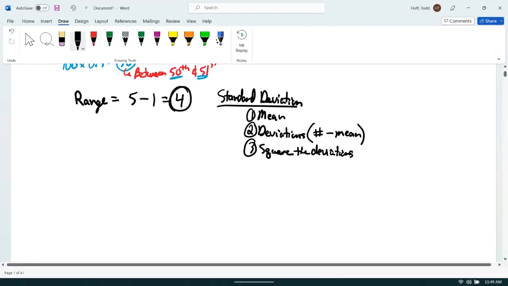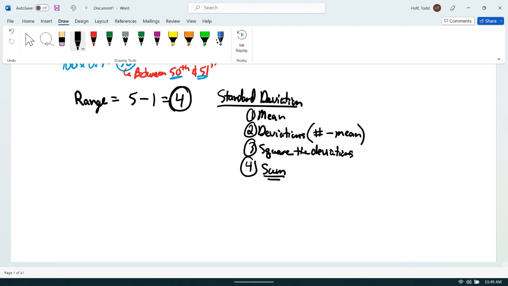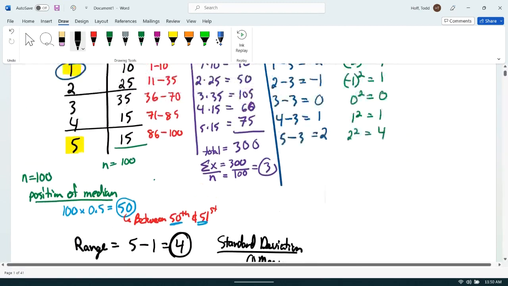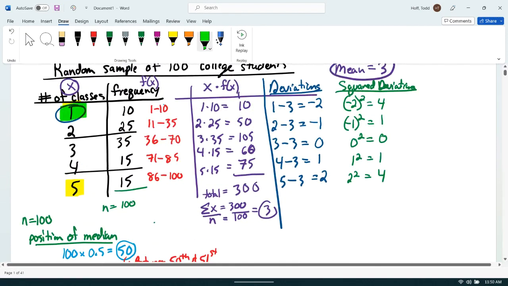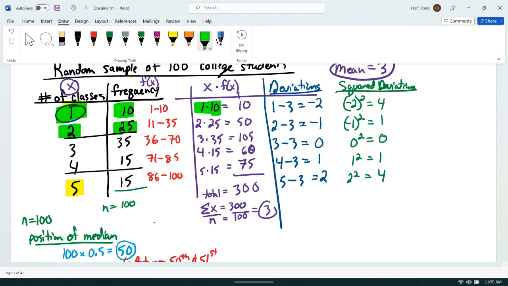Now step 4 was to add them up, find the sum. Just like with the mean, when we went to add them up, we had to take into account that there were 10 1s, so we did 1 times 10, and 25 2s, so we did 2 times 25. Similar thing happens here. We have a deviation of 4. The deviation of 4 comes from the 1s. There's 10 of those, so we do 4 times 10 to get 40. The squared deviation of 1 is associated with the 2s. There's 25 of those, so 1 times 25 is 25.